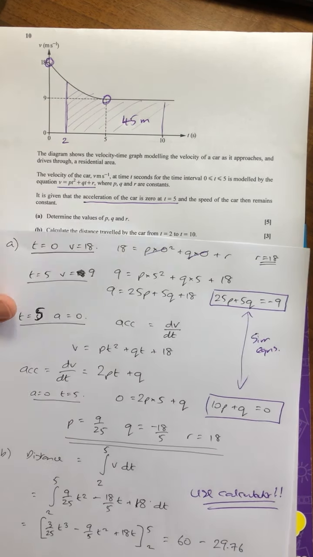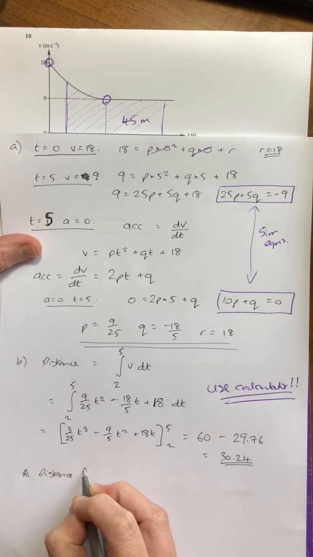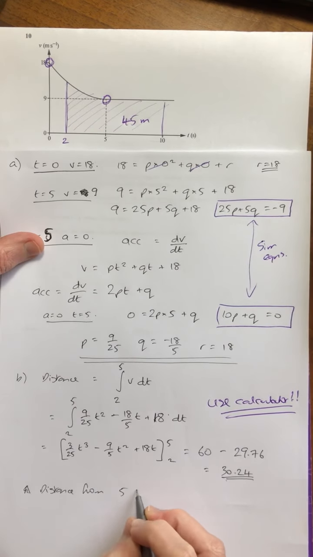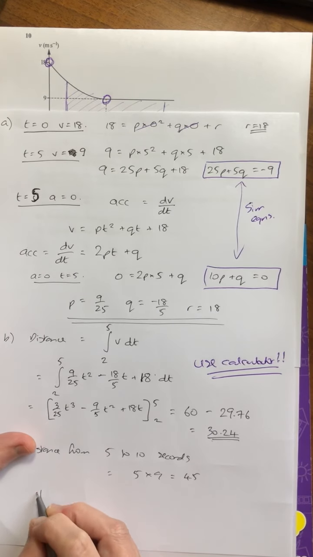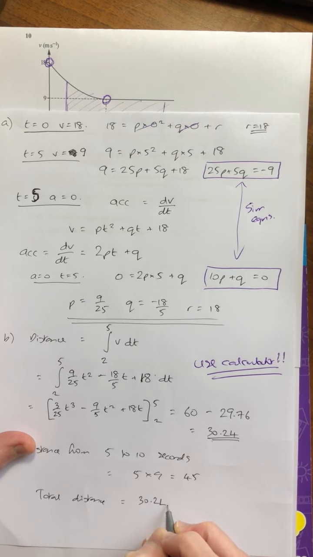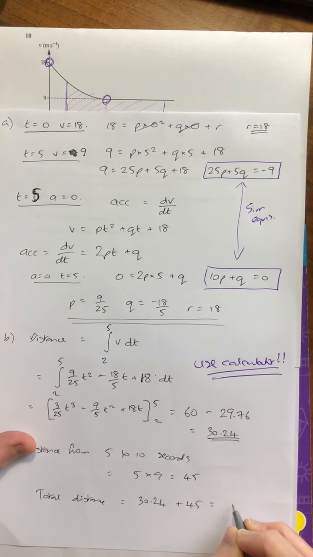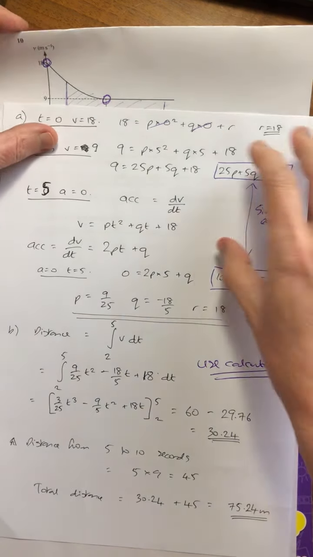I've already said what we need to do. I know that the area or the distance from 5 to 10 seconds is equal to 5 times 9, which is 45. So total distance travelled is just going to be the sum of those two. So 30.24 plus 45, 75.24 meters. Okay, so shall we move on? Let's move on to the last question.